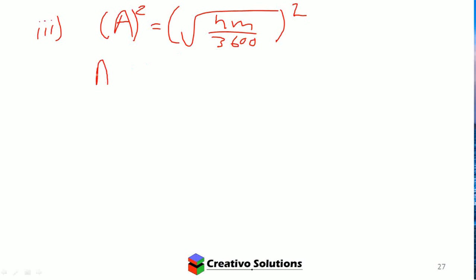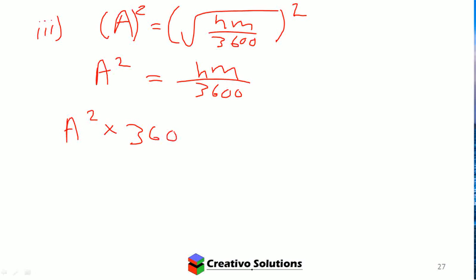So I'm going to have A squared equal to HM over 3600. Then I want H as the subject, so I'm going to take everything else to the left. I'm going to have A squared times 3600 over M, with M coming to that side, equal to H. So H would equal A squared times 3600 over M. That would be the equation when H is the subject of the formula.